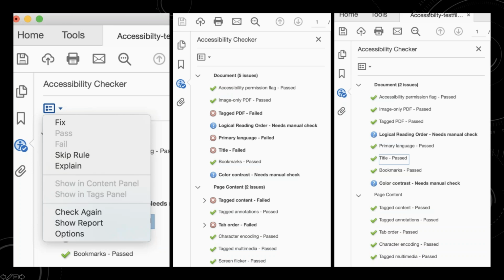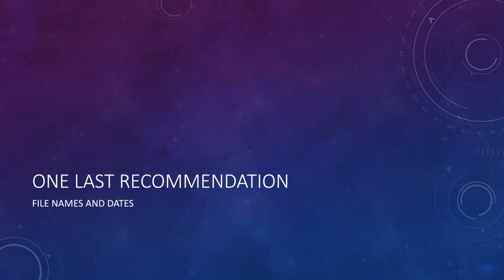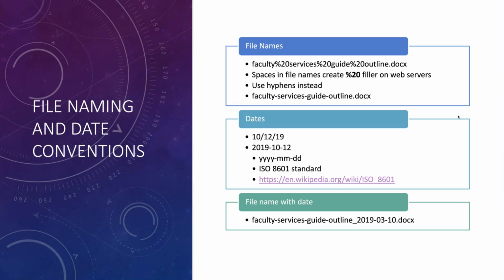Okay, so this has gone pretty fast. I just have one last recommendation, and this is about file names and dates, and this is also an accessibility issue. So take a look at that file name up at the top, Faculty Services Guide Outline. How often have you seen that %20 in between words that you've found on web servers? I'll bet quite a lot. And the reason that happens is when you leave spaces in file names, web servers fill in those spaces with that %20 filler. It's really easy to avoid.